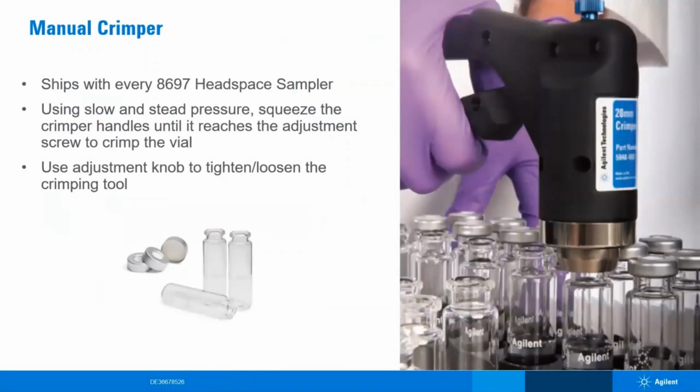So if you are running dozens or sometimes hundreds of samples, you need to understand at what point you need different types of crimpers. For smaller volumes, we recommend the manual crimper. This is easy, low cost, simple, straightforward. It ships with every 8697 sampler. Just with steady pressure, you can squeeze to get the crimper to properly crimp, and then you can also have the adjustment valve or adjustment dial to make sure that you get a perfect crimp every time.